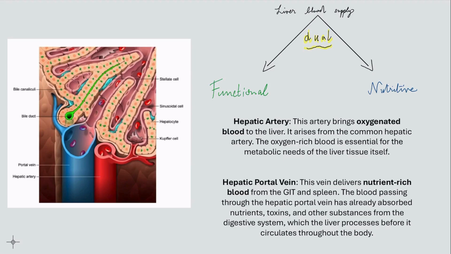And then you have your hepatic portal vein. It will deliver nutrient-rich blood from the GIT and from the spleen, and it's going to help with liver processes and then circulate throughout the body.